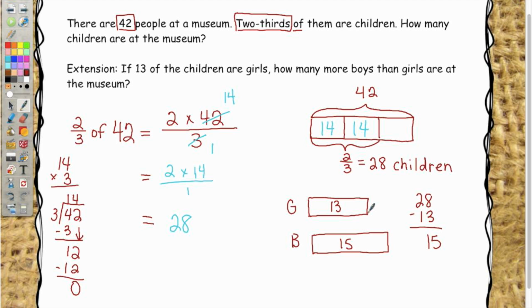So now, that's not the question, though. The question doesn't ask how many are boys. The question asks how many more boys than girls are at the museum. Jenny says 2 more boys than girls are at the museum. Is she right? Yes. Okay, so I'm going to go ahead and write 2 more boys than girls are at the museum.